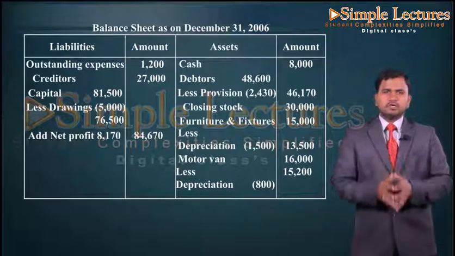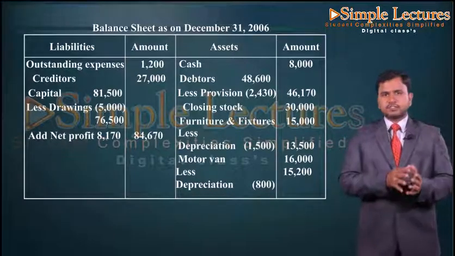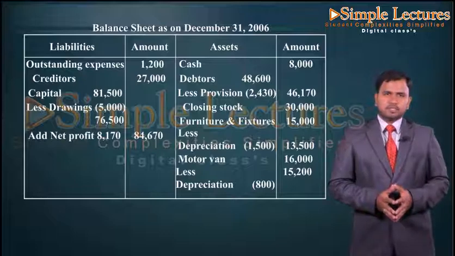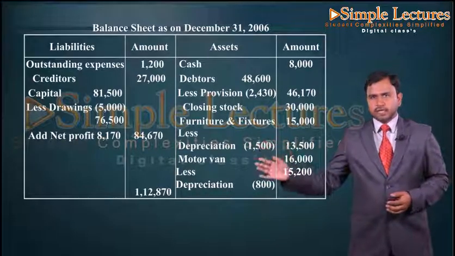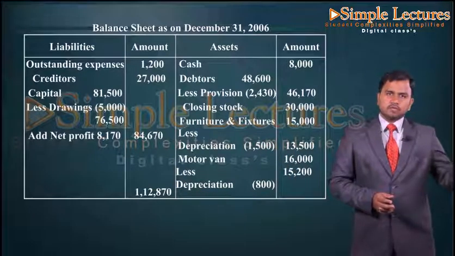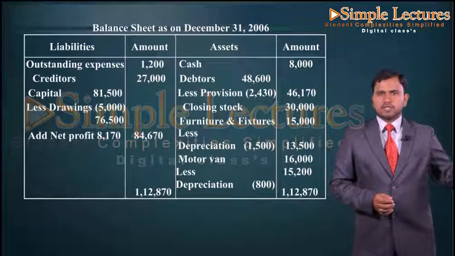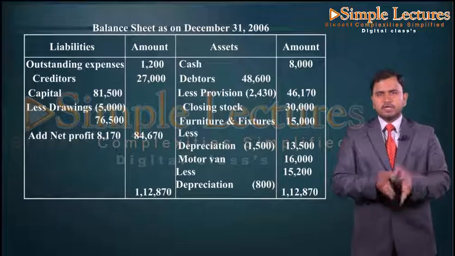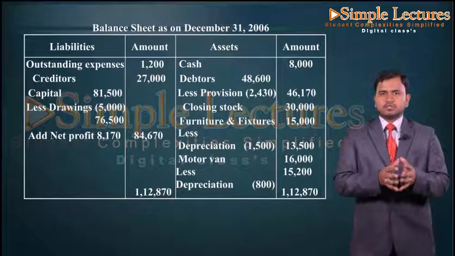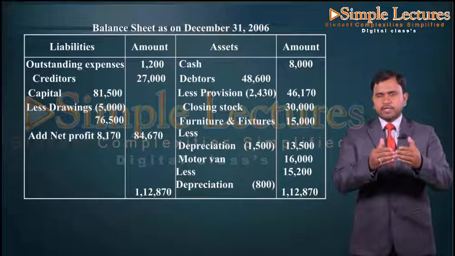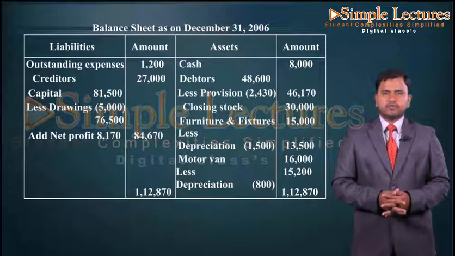15,200. So once we are done with all the entries, the balance sheet should get the same total for both sides. So we have for the liability side 1,12,870, and the same for the asset side 1,12,870. So here we have prepared the final accounts from incomplete records, and both the trading and profit and loss account and the balance sheet were tallied.